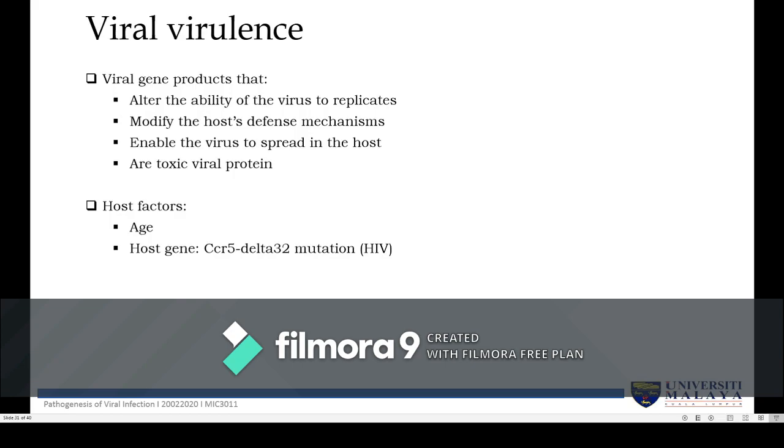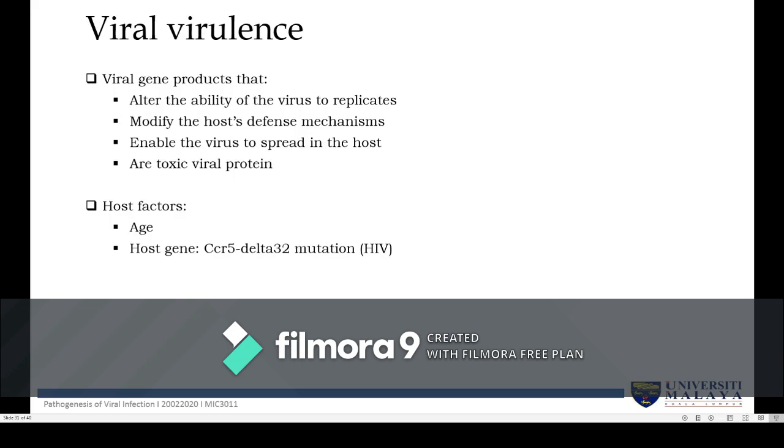And then in viral virulence, there are also host factors. In the host factors, for example, age. Some ages have a tendency to be infected. Some infections can cause a bad infection or disease in children compared to adults, some in old people compared to adults, some in adults compared to children or even old people. So it depends on the virus. Sometimes the age factor also plays a role in viral virulence.